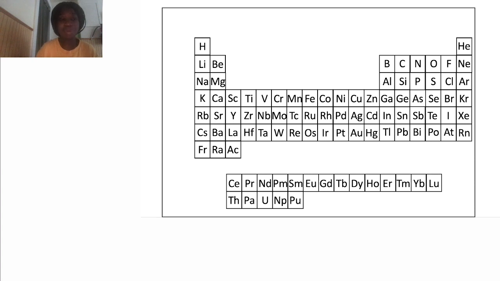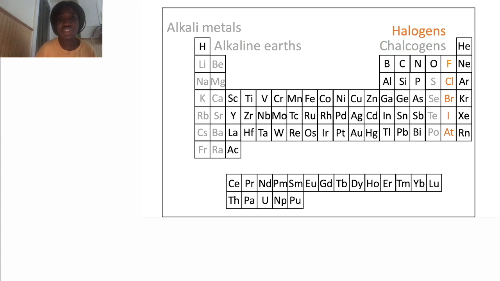Now, this is just a general periodic table, and one thing to note is that when scientists first discovered the elements, they gave them names. So we have hydrogen, sodium, magnesium, but even more than that, they gave them categories. So let me go through them real quick. We have our alkali metals, our alkaline earths, our chalcogens, our halogens, and our noble gases. And note the noble gases because they're really going to come into play later.